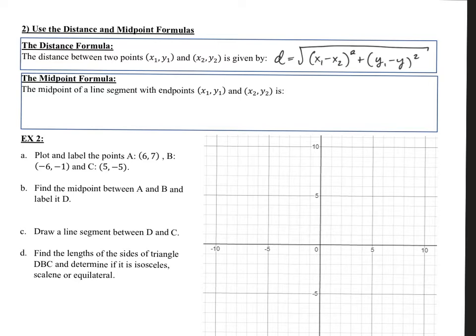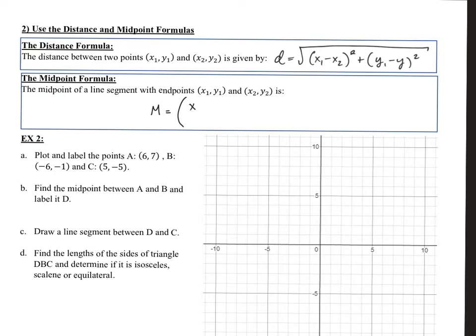Now the midpoint formula. The midpoint is just like taking the average between two items. You're trying to find the center. So for the midpoint, we use a capital M, not a lowercase m. You might say, why can't we use a lowercase m? Well, a lowercase m stands for the slope of a line, so we're not going to get that mixed up, and we'll use a capital M.